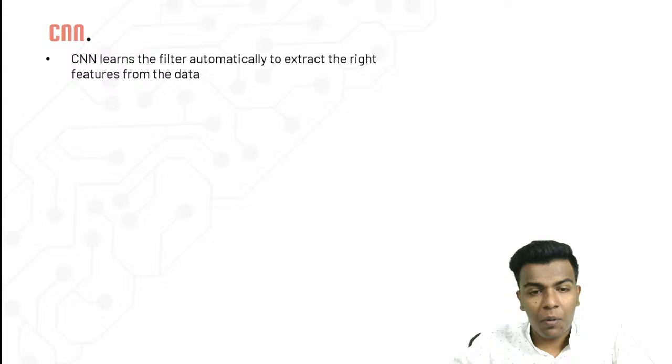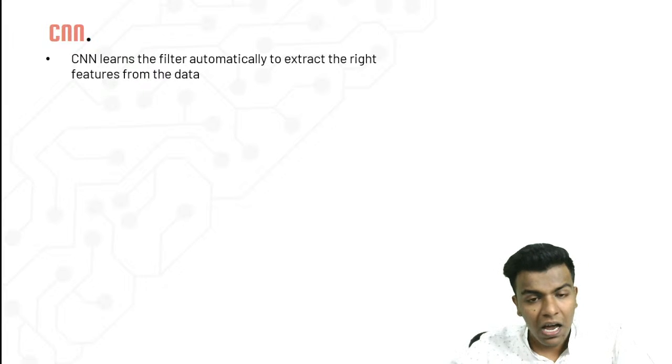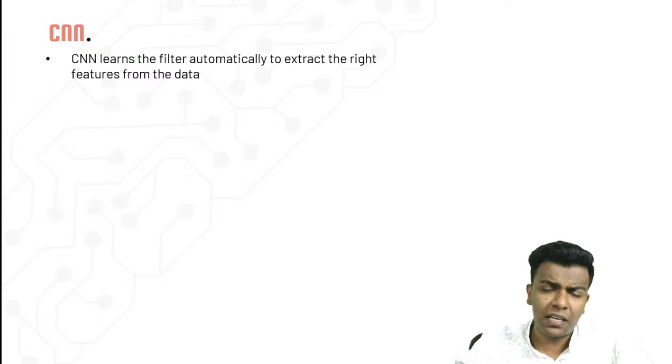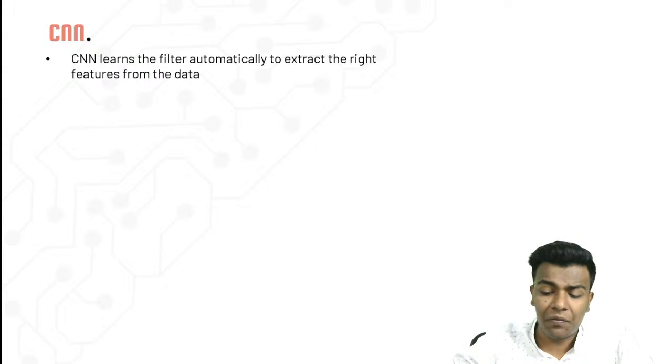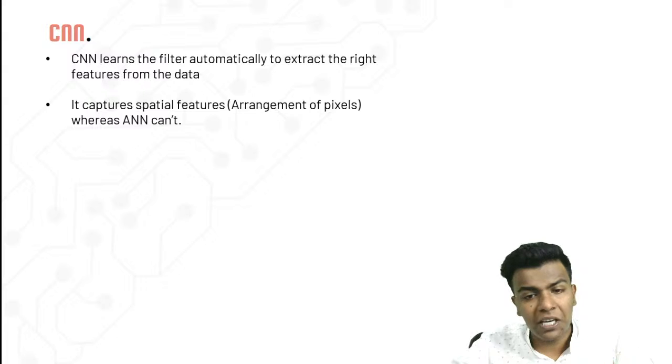And then while talking about a convolutional neural network, it is more advanced than an artificial neural network, and it also learns to design a filter automatically to extract features automatically. We have already told you there are hidden layers, a lot of hidden layers. Each and every hidden layer should find a specific filter to extract specific features. It also captures the spatial features, that is, the arrangement of pixels.